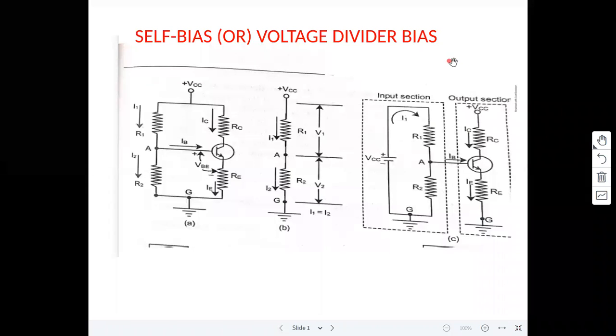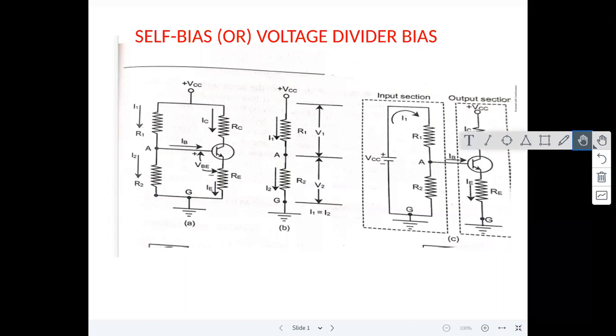Good afternoon. Today we are going to discuss another important bias technique, the most popularly used bias technique in amplifier circuits: self bias, or voltage divider bias circuit. This is the most popular biasing technique used in most linear amplifier circuits.